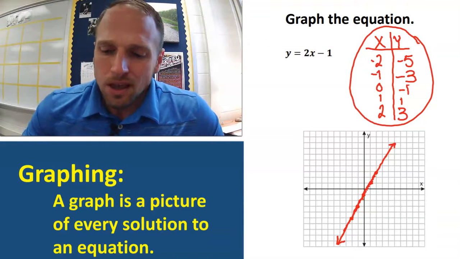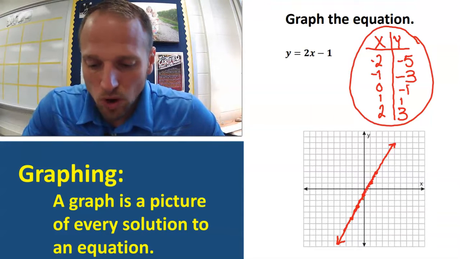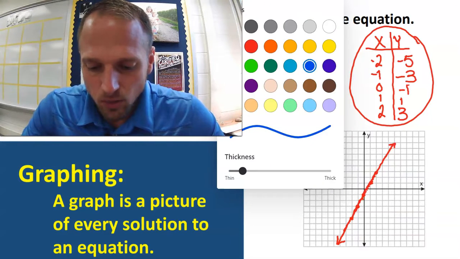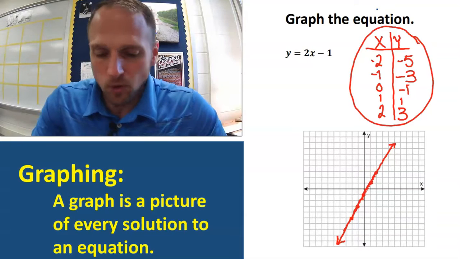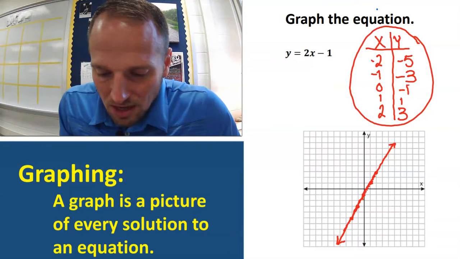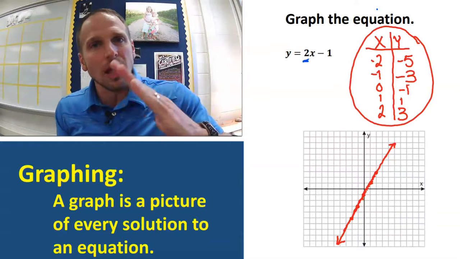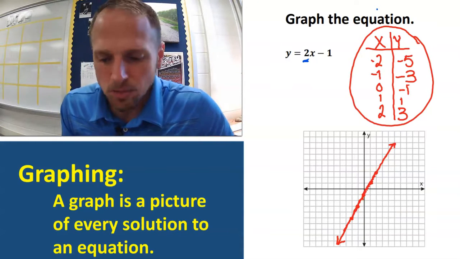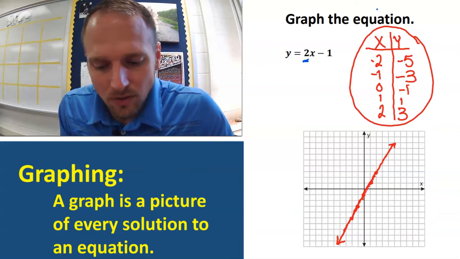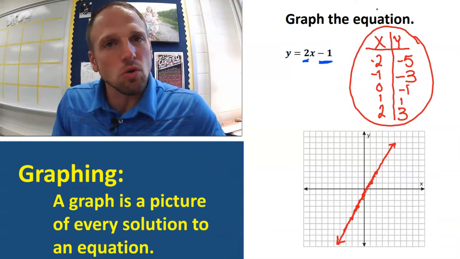Now, we're not actually going to have to do this XY table every time, because there's another way. This equation is written in what's called slope-intercept form. The number in front of your x is your slope. That means how steep your line is. It's how fast something is changing, or in this case, how steep a line is. And so the number in front of the x is the slope. The number by itself is the y-intercept, where it crosses the y-axis.